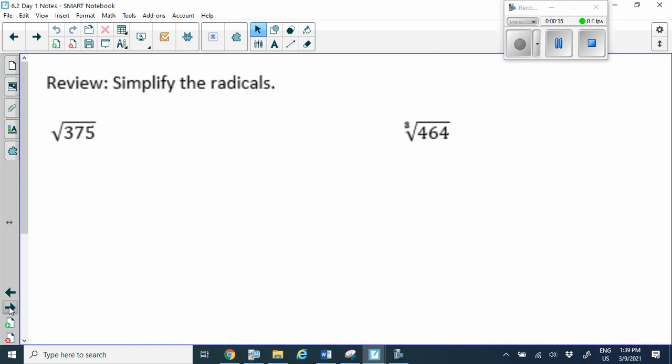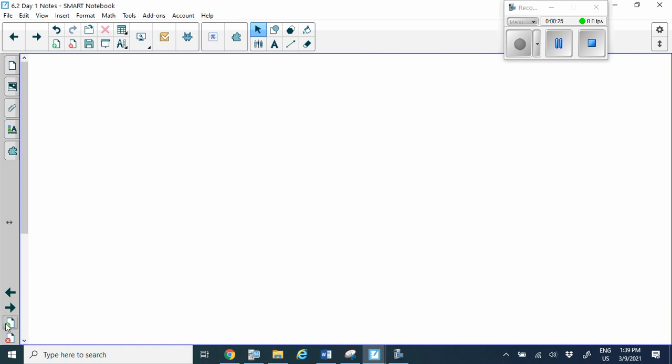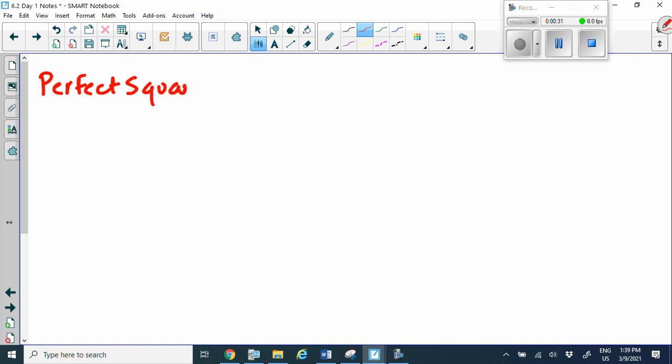Now anytime we are trying to simplify, we're really dealing with square roots and cube roots. We need to make sure we know our perfect squares as well as perfect cubes. So I'm going to add this little page and write down what our perfect squares are. Okay, and so we're going to go in order. If you need to write this down, make sure you do so.